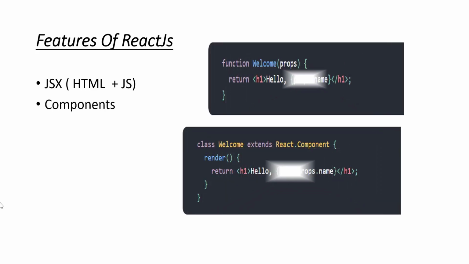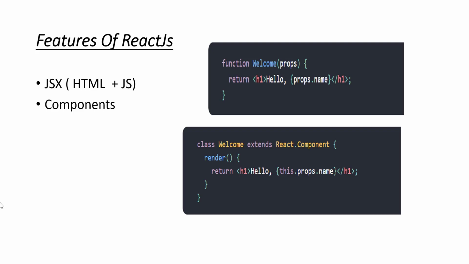components. So what are components? React supports component architecture. A component is just a small piece of code, and that small piece of code is reusable. So we can implement the DRY concept with the help of components. What is DRY? Don't Repeat Yourself.